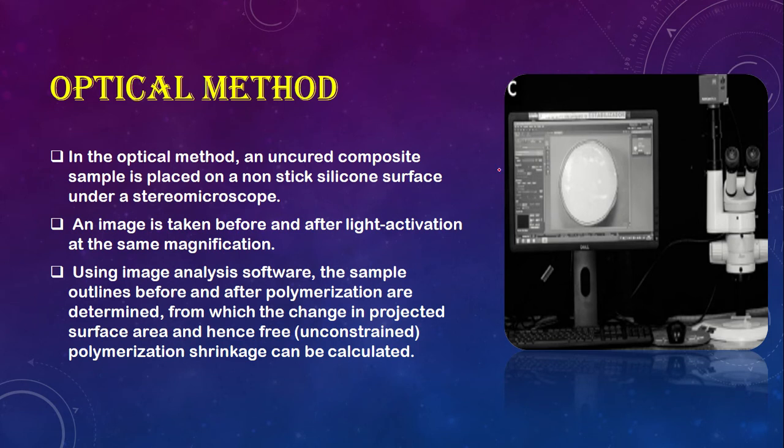What happens in this optical method? An uncured composite sample is placed over a non-stick silicon surface under a stereo microscope. The image is taken before and after light activation at the same magnification. Using image analysis software, the sample outline before and after polymerization is determined, so that we can evaluate the changes in the surface area, and how much polymerization shrinkage has occurred can be calculated using the image analysis software.